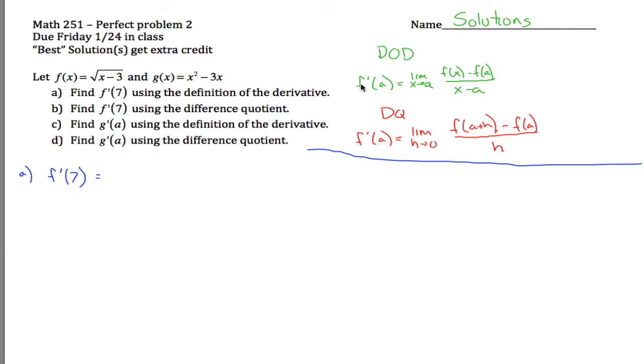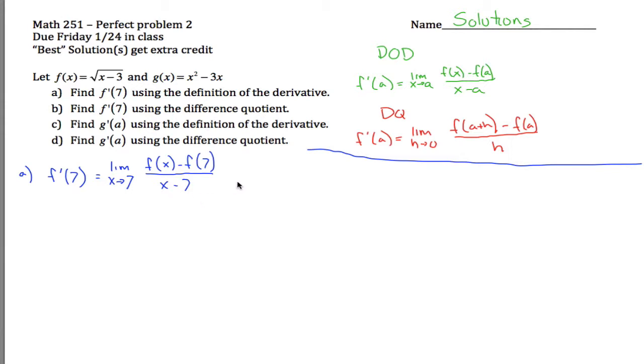Okay, the definition of the derivative is over here. It gives me a formula for f prime of a. I don't want to know f prime of a, I want to know f prime of 7. Easy enough, I'll just change all the a's in this formula into 7s. So what I need to figure out is the limit as x approaches 7 of f of x minus f of 7 divided by x minus 7. Figure out this limit right here.